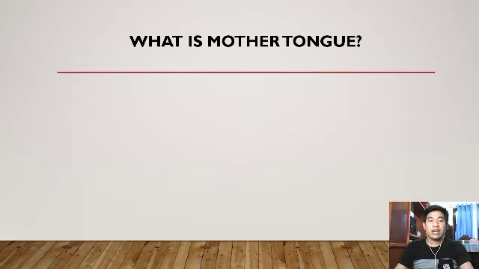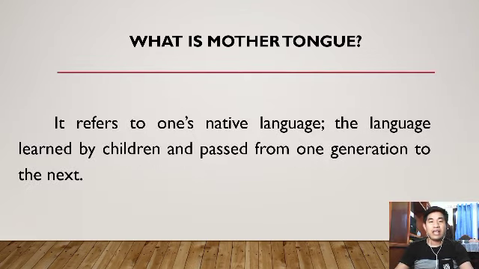Now let us unlock the term mother tongue. What is mother tongue? Mother tongue basically refers to one's native language, the language learned by children and passed from one generation to the next. In other words, mother tongue is the first language learned by a child at home. So this language is acquired by the child from his or her parents. That is mother tongue.